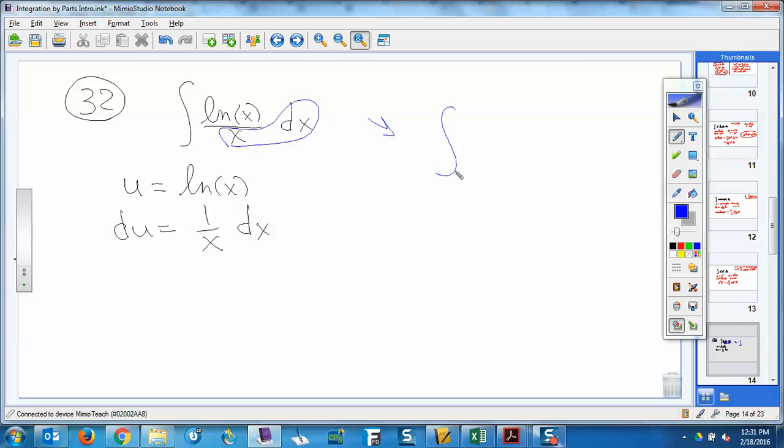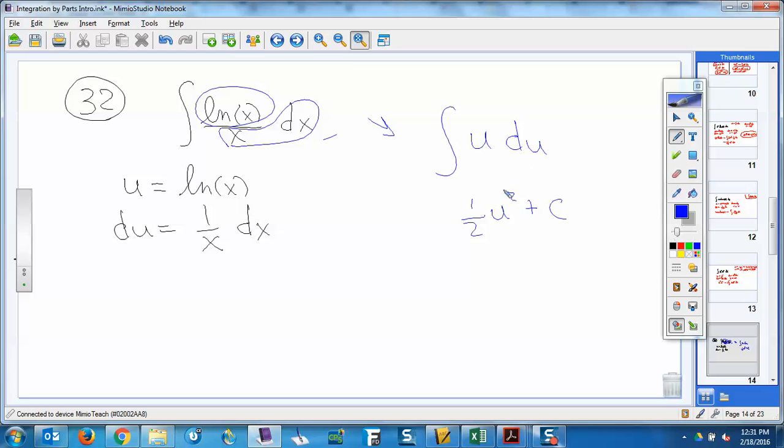So my new integral, the top would just be u. The 1 over x dx is just du. So the whole thing simplifies to that. Now the whole point of u substitution is turning an integral we don't know how to do the antiderivative of into an integral that we can do. So this is just a power rule, so that'd be 1/2 u squared plus c.